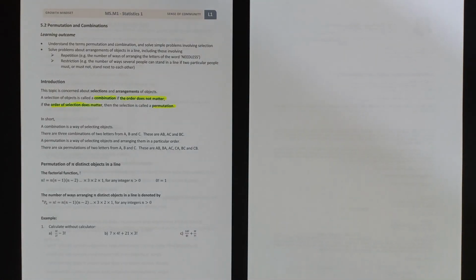Okay, welcome to our second lesson for Statistics 1, which is permutation and combination. I think you should be quite familiar with these two terms, which you already learned in your IGCSE Additional Maths, as well as SPM Maths also.